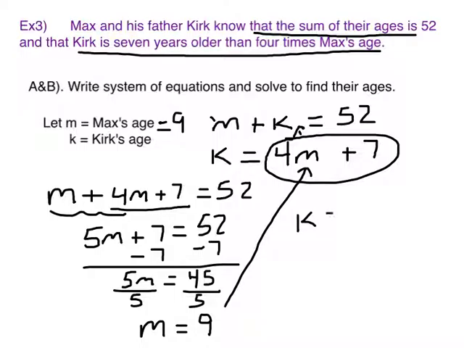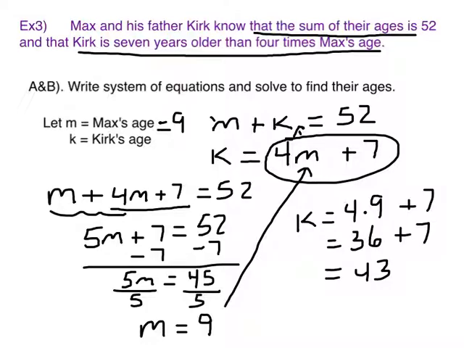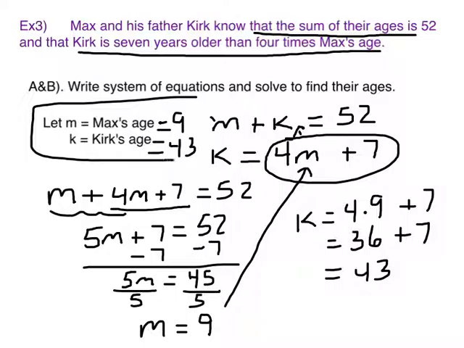So K equals 4 times 9, and then you got to add 7. So 36 plus 7, and that gives you Kirk is 43 years old. So there's your other answer. Kirk is 43, and there are your answers.